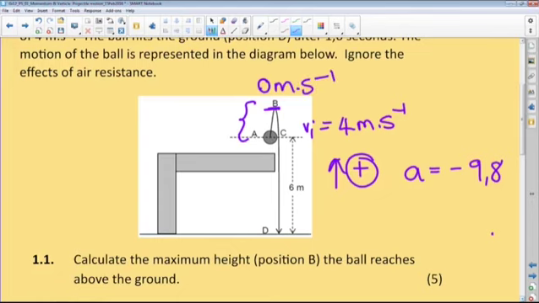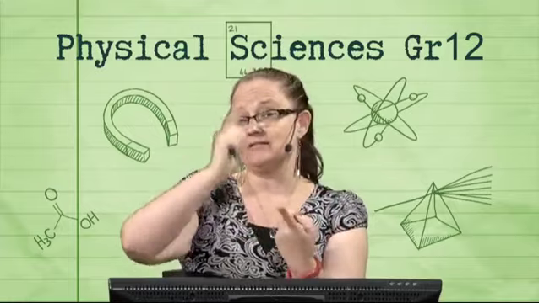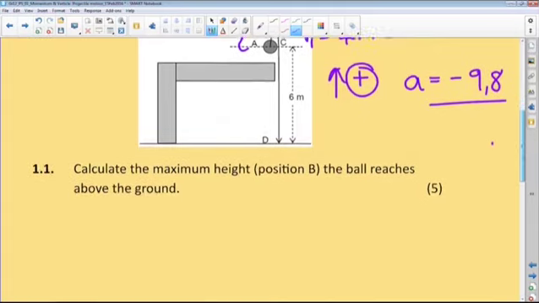Okay, and I've got acceleration of 9,8. So I've got acceleration, I've got initial velocity, I've got final velocity, and I want delta y. So when I go back to my information sheet, I look at it and I go, I can't use any of the equations with t in it. So which equation am I going to use?